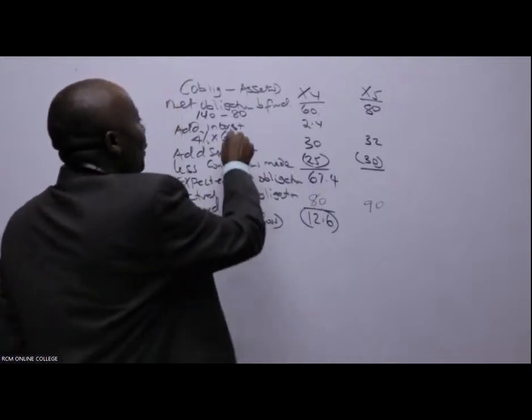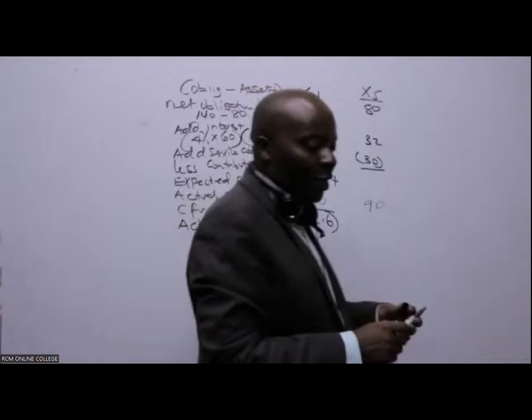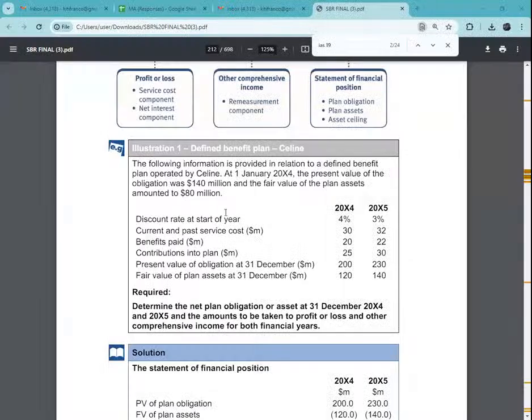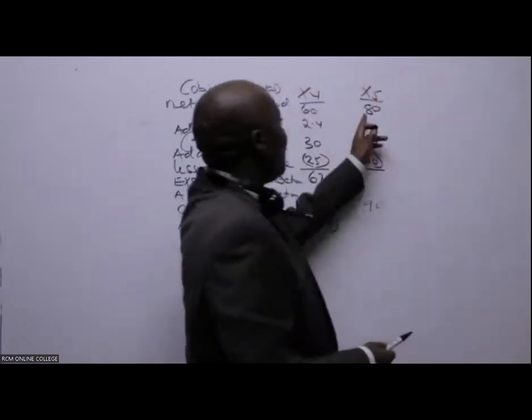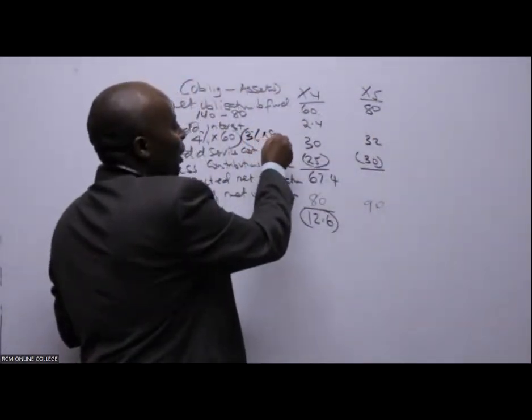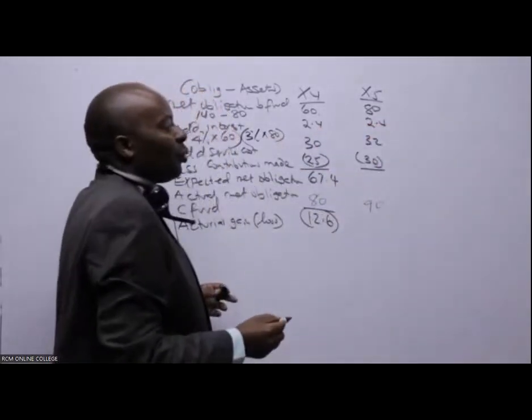Do we have the rate of interest in this case here for X5? Yes, it is 3%. So 3% of the opening obligation that you brought here. So 3% of 80, of course, this will be 2.4 as well.